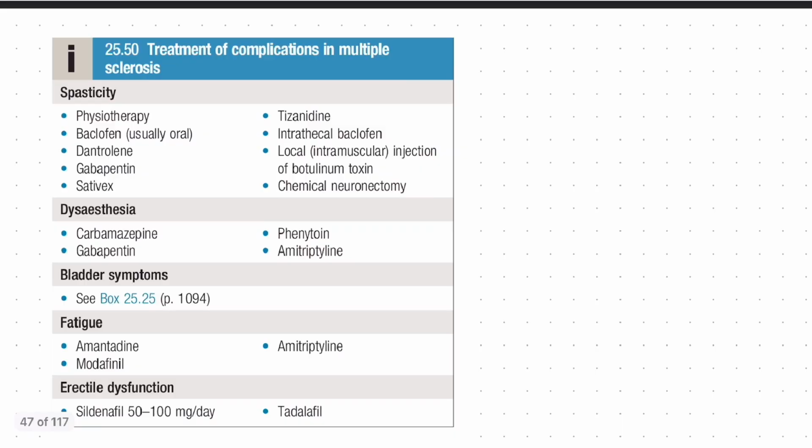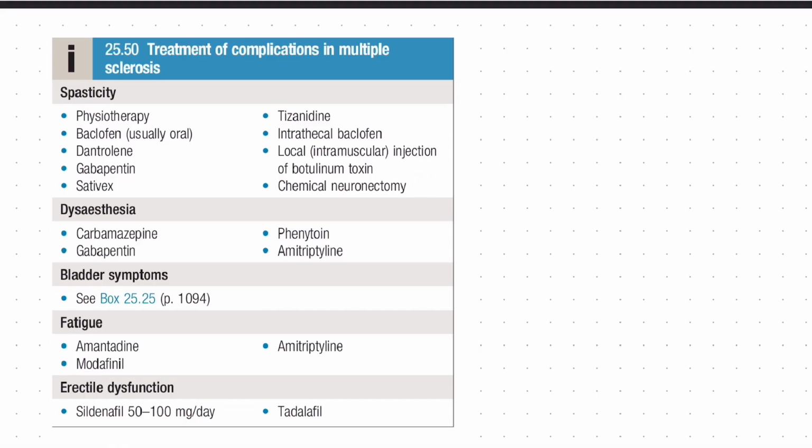Now we move on to treatment of complications in MS. So common complications like spasticity could be treated with physiotherapy. Then drugs like baclofen, dantrolene, gabapentin, Sativex could be used. Tizanidine, intrathecal baclofen, and local IM injections of botulinum toxin could be used. Then chemical neurectomy in very severe cases, if it's not getting corrected, can be done.